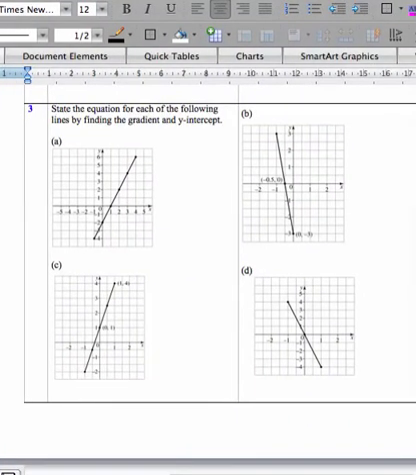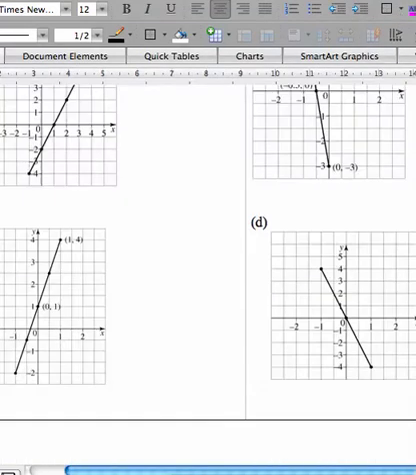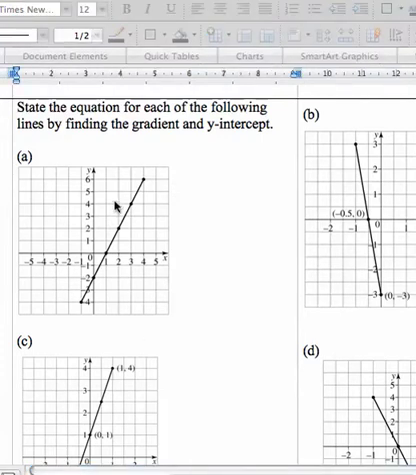Now with these, I'll just zoom in a little bit. Too much. All right, so we'll focus on A. Now with A, all you've got to do is pick 2 points that you want to focus on. I can't write on this paper, so I'm just going to show you without writing. So you just have to listen carefully.